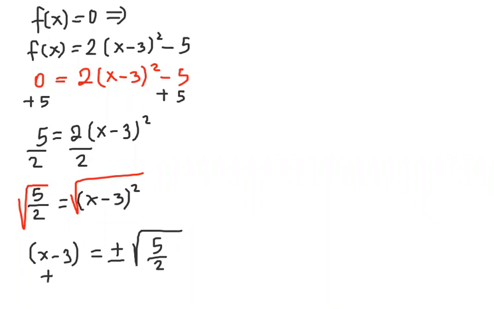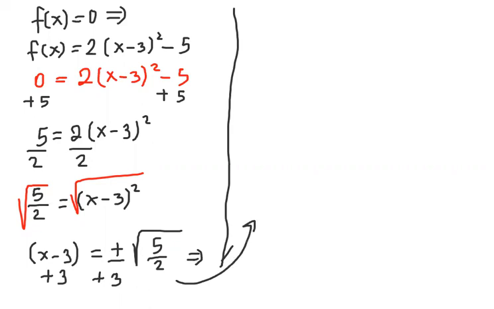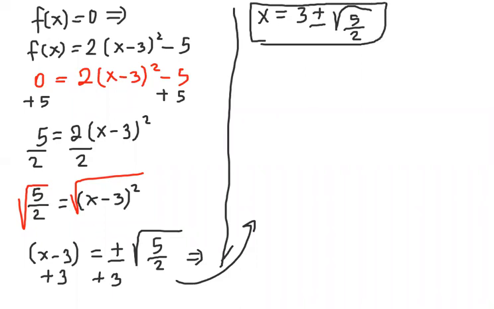Now I add 3 to both sides. So the final answer is x equals 3 plus or minus the square root of 5 over 2. This is the x-intercept. So we find the x-intercept, we find the y-intercept, we find the standard form. Now let me go to the third part.